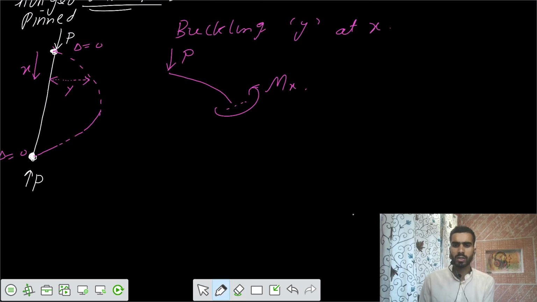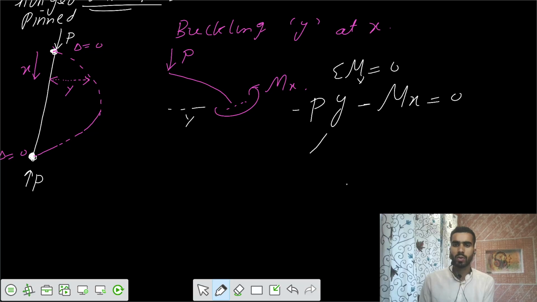Now if you want to balance that, if you want to apply summation of moments on that section equals 0, I would say P into y, this was your y value, so P into y, that's anti-clockwise, and minus Mx anti-clockwise, that is 0. So the bending moment at x equals minus Py.